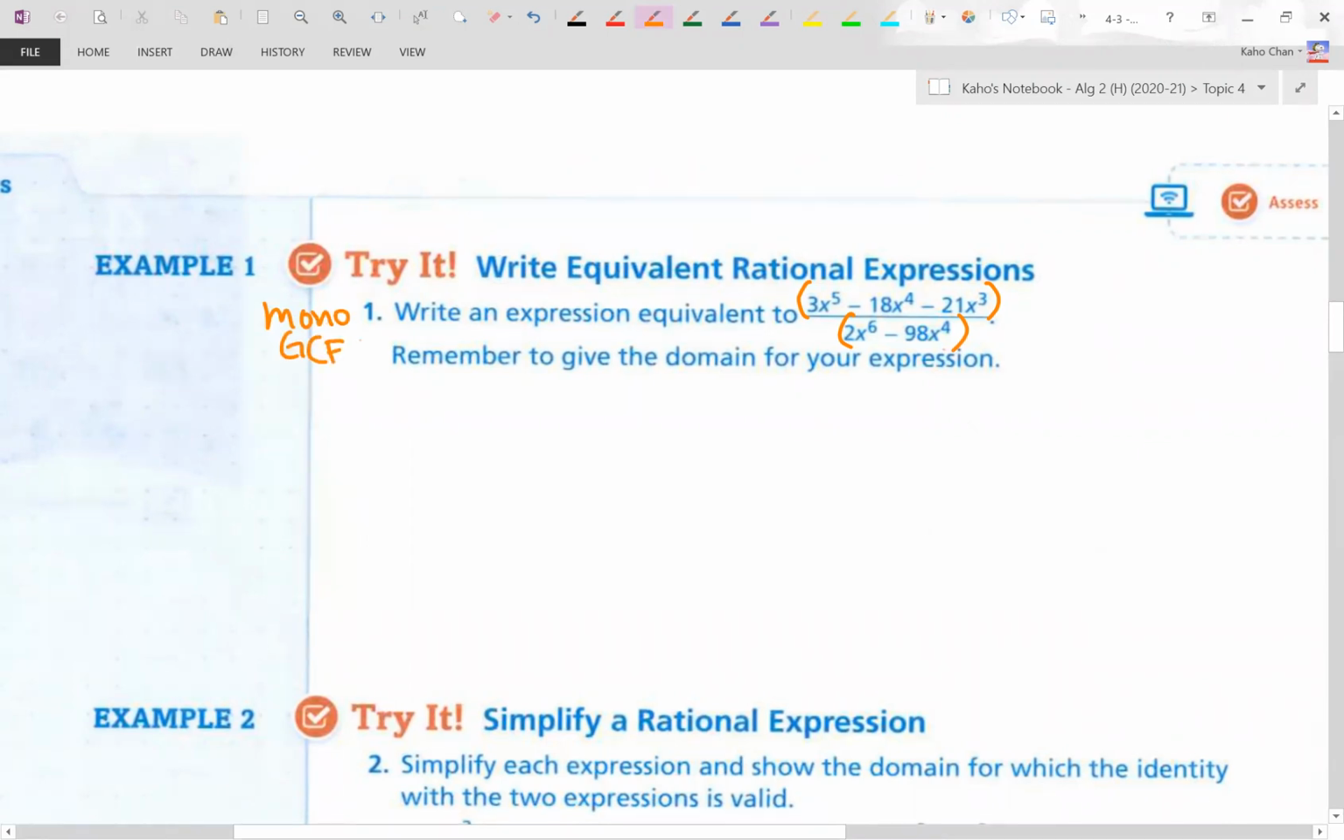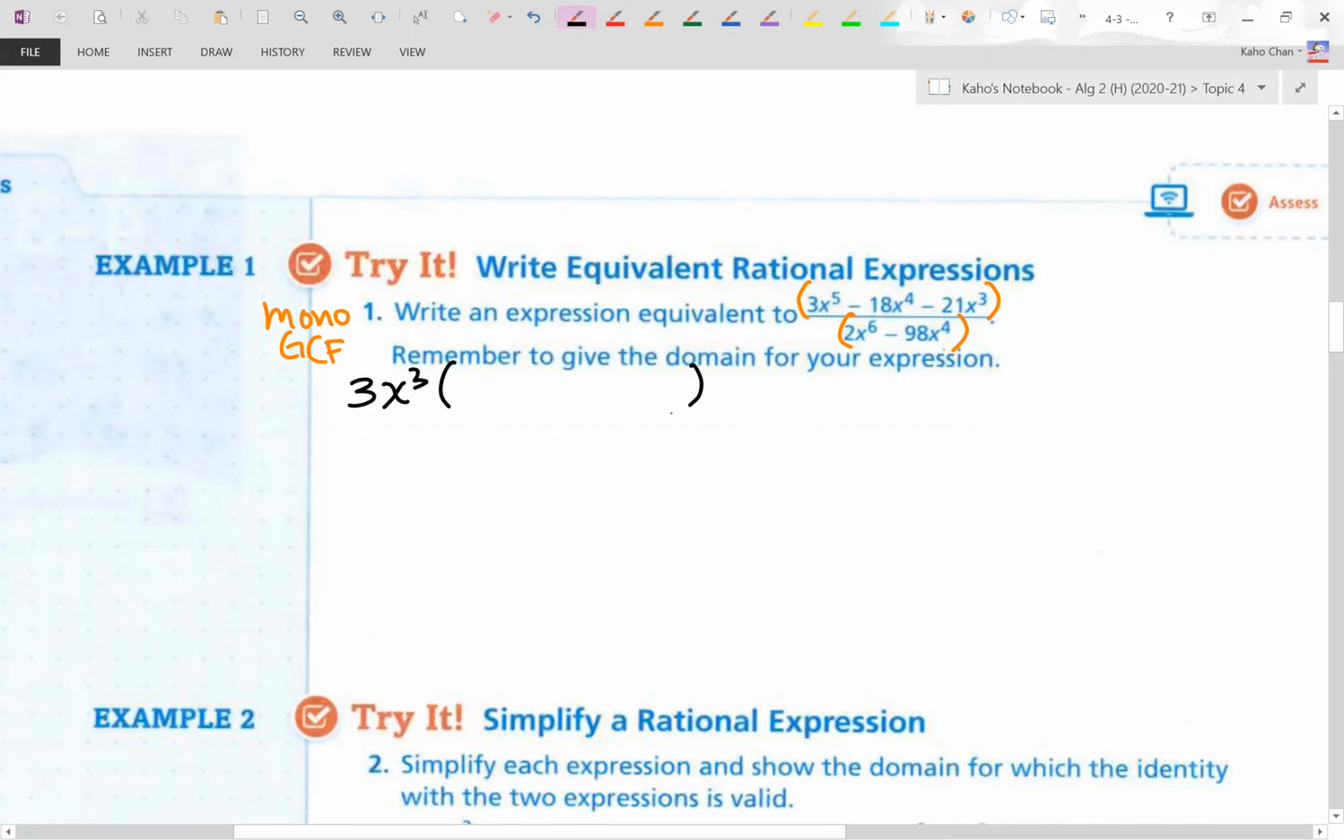Look in the numerator. We have a 3 leading coefficient, 18 and 21. 3 divides into those numbers. Yay. So part of my GCF strategy is to take out a 3. Any variables? Let's look at the 3 terms here. x to the 5th, x to the 4th, x to the 3rd. Yep. I can divide out an x to the 3rd. So that's your greatest common factor in the numerator.